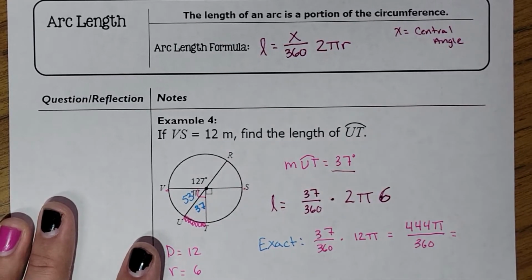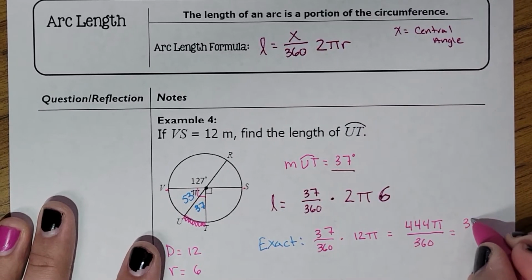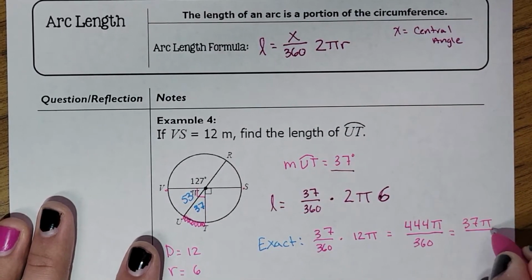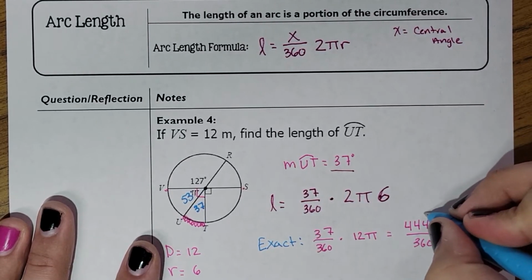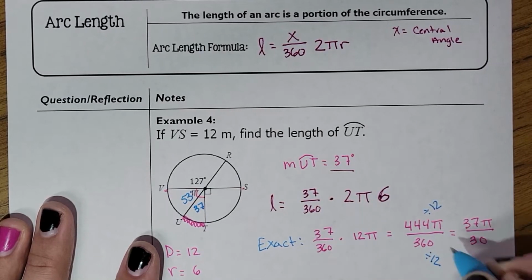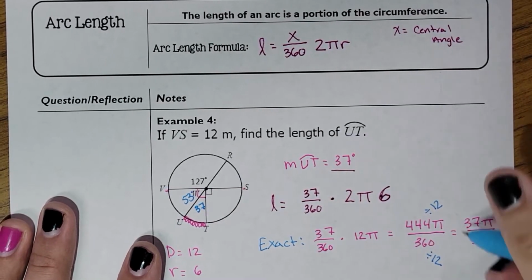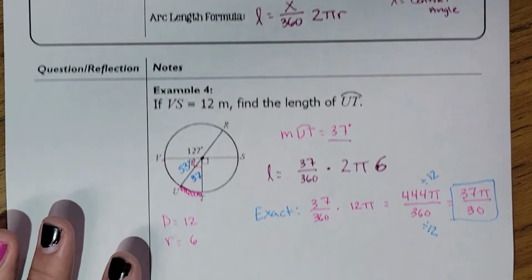It is 12, yeah. 444 divided by 12 gives us 37, so this becomes 37 pi. 360 divided by 12 is 30. By the way, what I did here, that's kind of a tough one: divide by 12, divide by 12. But I get 37 pi over 30. That is the exact answer. You may be asked for that in the FSA.